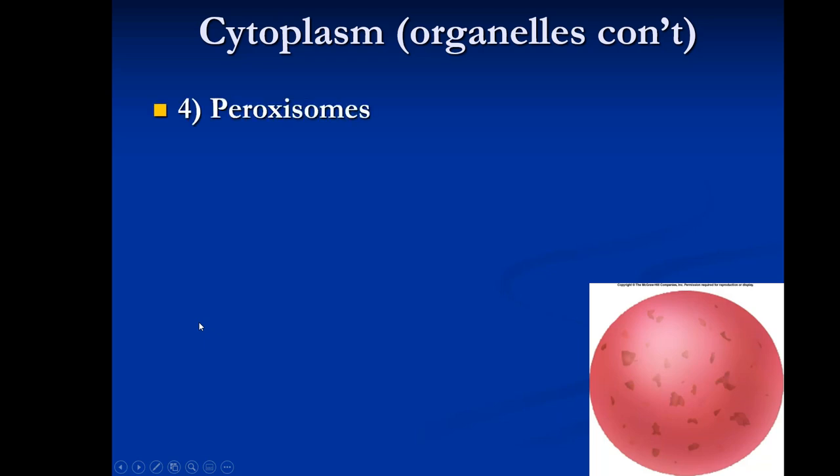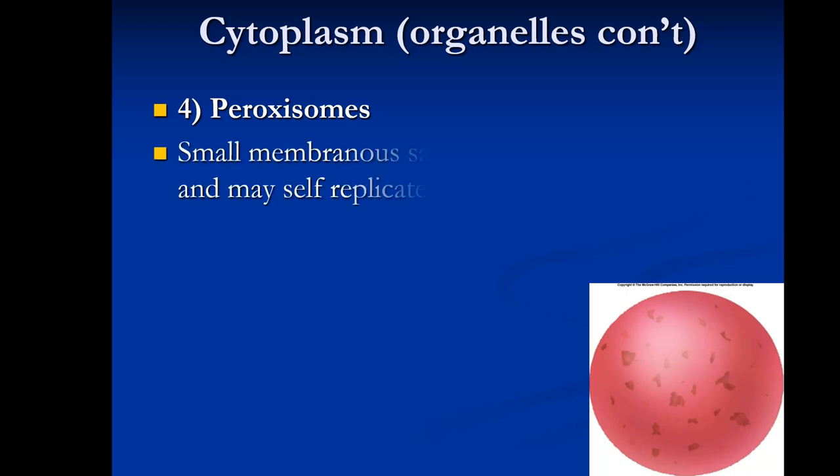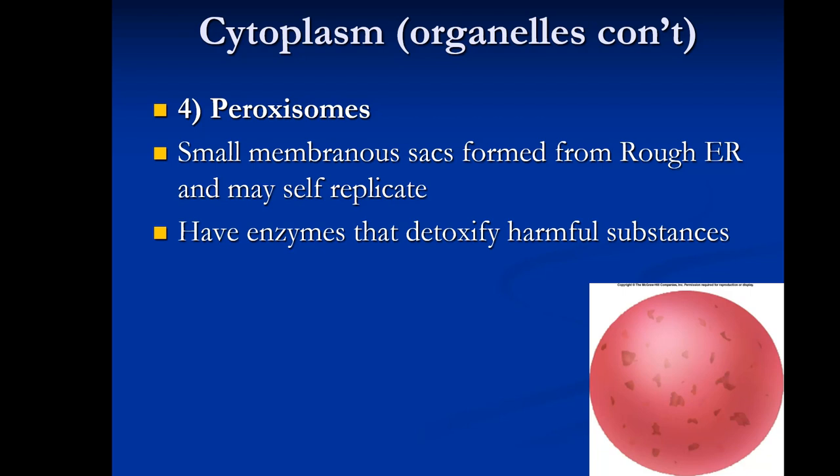Another organelle that's very similar to the lysosome are called peroxisomes. Peroxisomes are not formed from the Golgi apparatus. These come directly from the rough ER, and they can actually replicate themselves. But they're a little bit different than lysosomes because they are more focused on detoxifying harmful substances. As opposed to just taking care of general waste, these target more toxic substances. But they do help clean up the cell also.